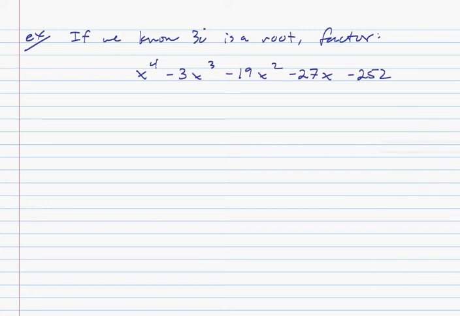Alright, so there is a situation where they may actually give us a root to start off with to factor. Normally we'd have to look at negative 252, and there are a lot of factors that we could use, or trial and error to get. But if they give us 3i, then we know that one of the factors is x minus 3i.